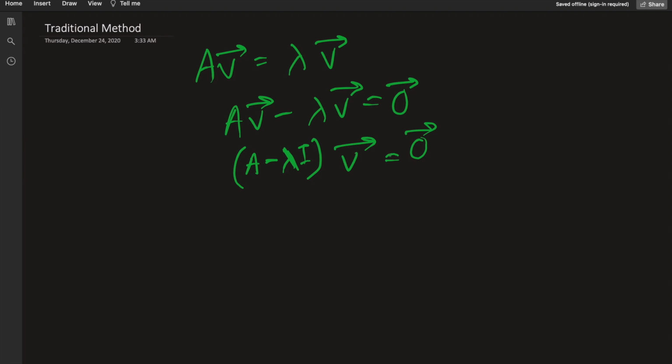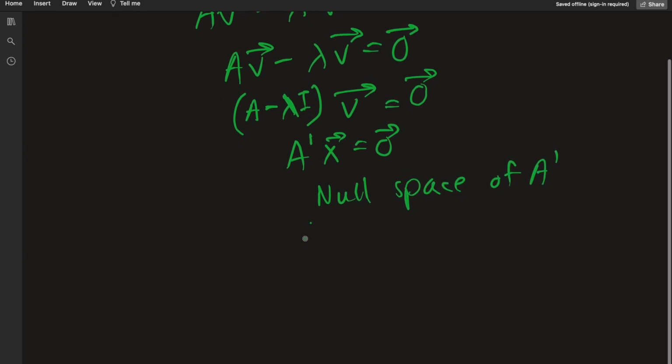Now think about this system. This system is like A prime x vector is equal to 0. It's like that kind of system. This is like finding the null space of A prime. A prime in this case is A minus lambda I.